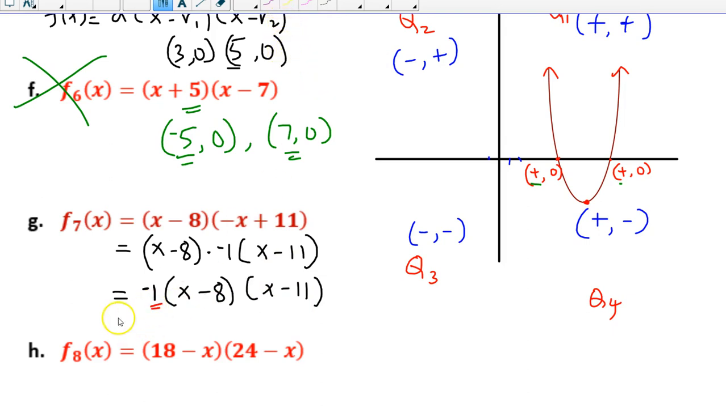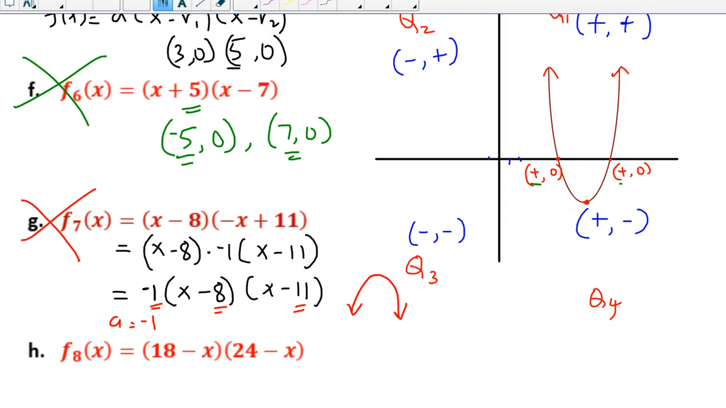So here this a is equal to negative 1, right? It is a negative number. Even though x equal to positive 8 and x equal to positive 11, those are the x-intercepts, they're satisfying, 8 and 11 are positive. But this a happened to be a negative number. The graph is upside down. So this function g cannot be your answer. x minus 8 times negative x plus 11 cannot be the function for this graph.